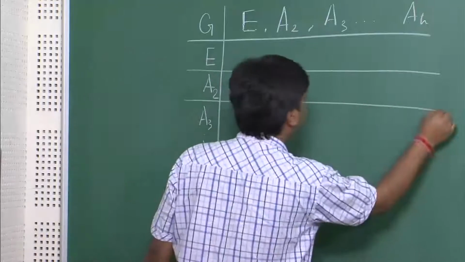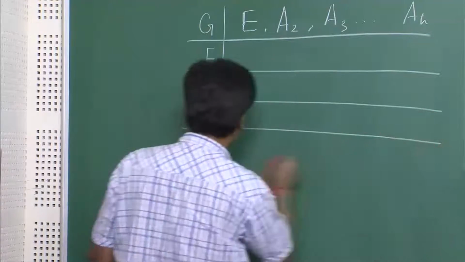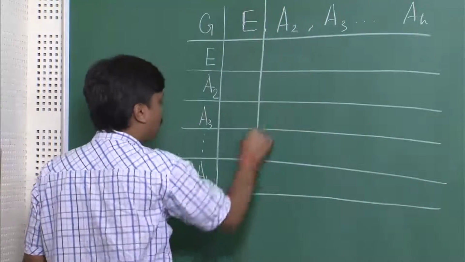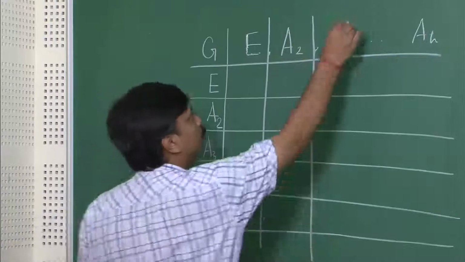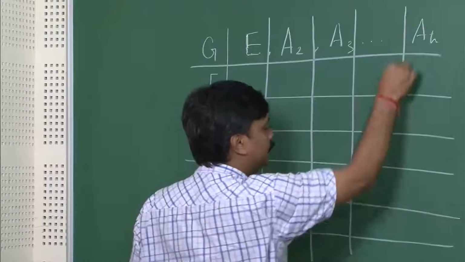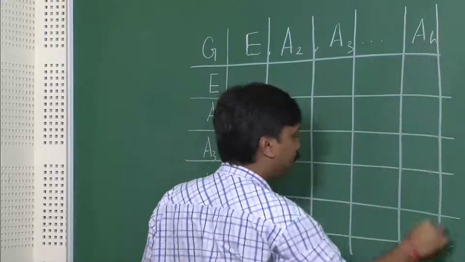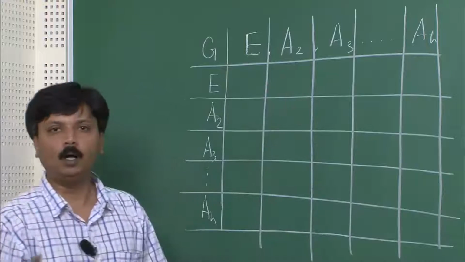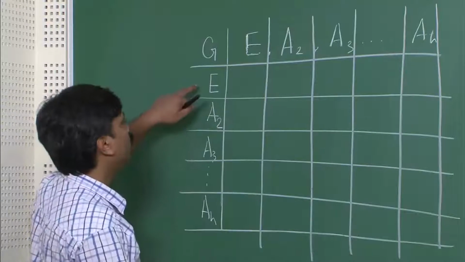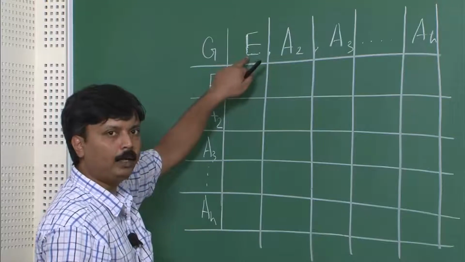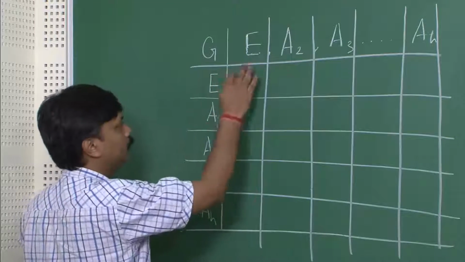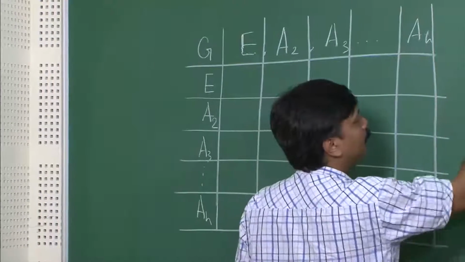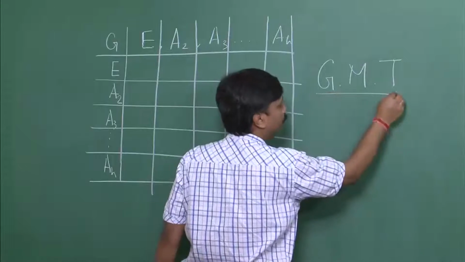So we will get h number of rows and h number of columns, right? Each of these cells, by cell I mean this area, will contain one product. Okay. And how will the product be? So this multiplied by this. Okay. So you will get the results here, and this as a whole is the group multiplication table.